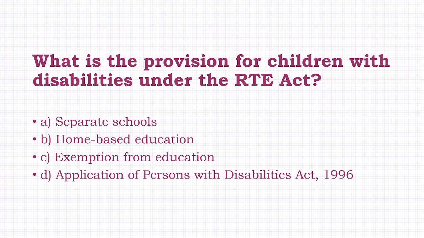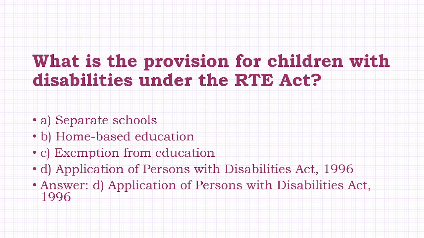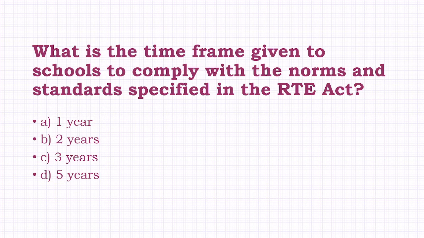What is the provision for children with disabilities under the RTE Act? Option: separate school, home-based education, exemption from education, application of Persons with Disability Act 1996. Answer of this question is option D, that is application of Persons with Disability Act 1996.